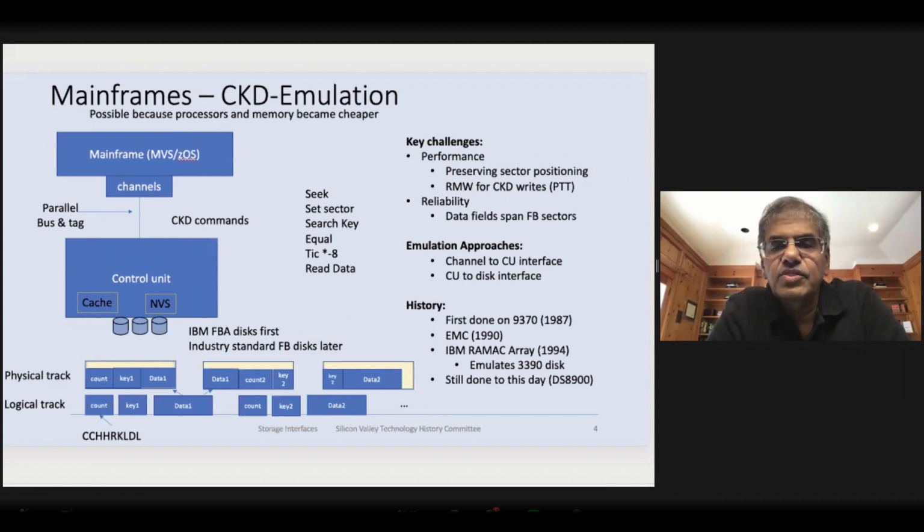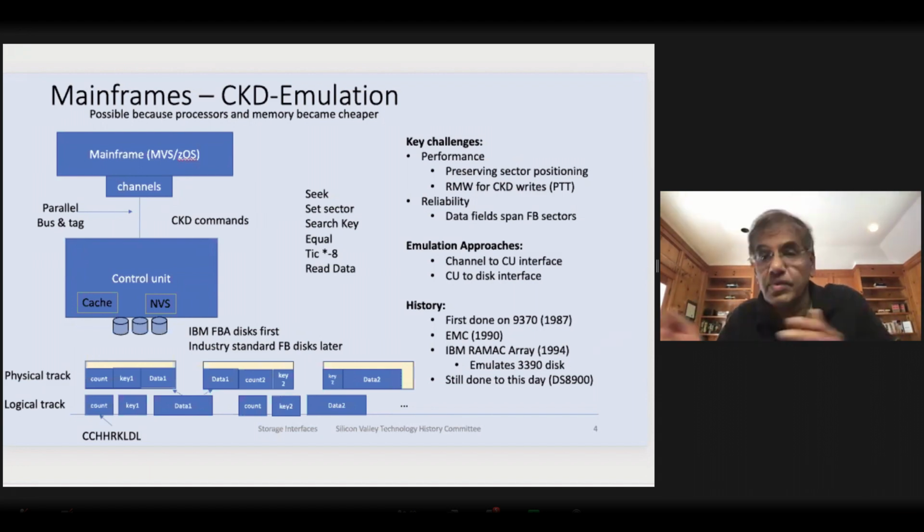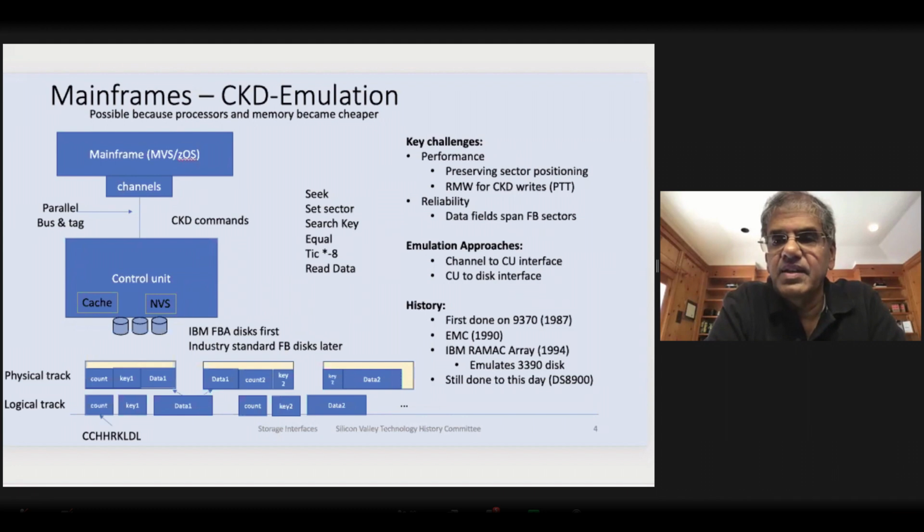Reliability was also an interesting issue, because in the pure CKD world, you could change a record and not have to modify the record before it or the record after it. But with this packing inside fixed blocks, when you changed a record, you really had to rewrite the parts before it and the parts after it, even though the channel program never asked you to touch that stuff. So you had to be very, very careful how you did it. Otherwise, you ended up with new failure modes that never existed in CKD. But nonetheless, all this worked.